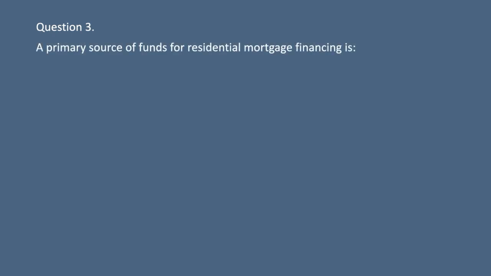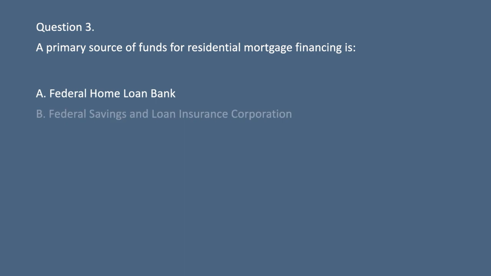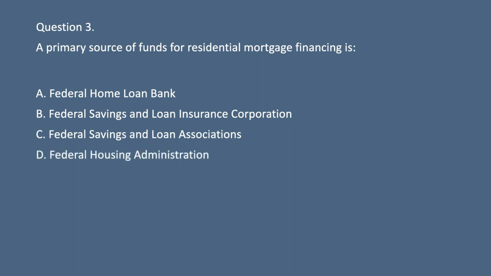Question 3. A primary source of funds for residential mortgage financing is: A. Federal Home Loan Bank. B. Federal Savings and Loan Insurance Corporation. C. Federal Savings and Loan Associations. D. Federal Housing Administration.